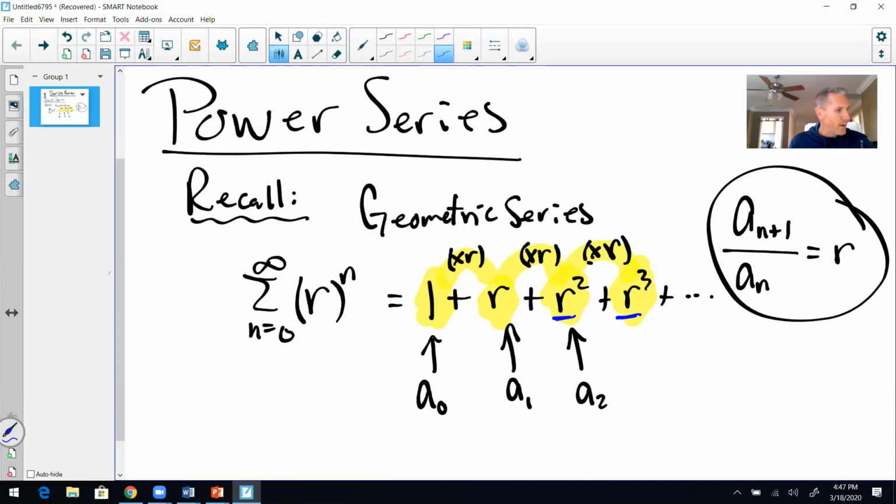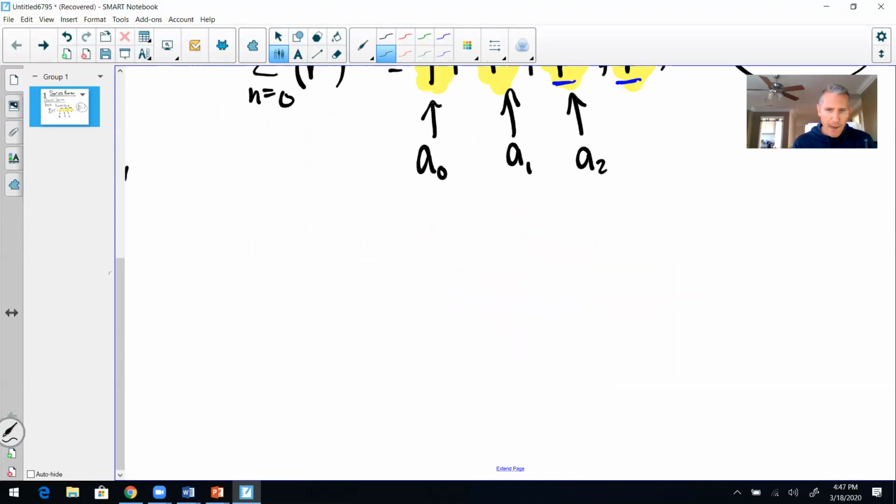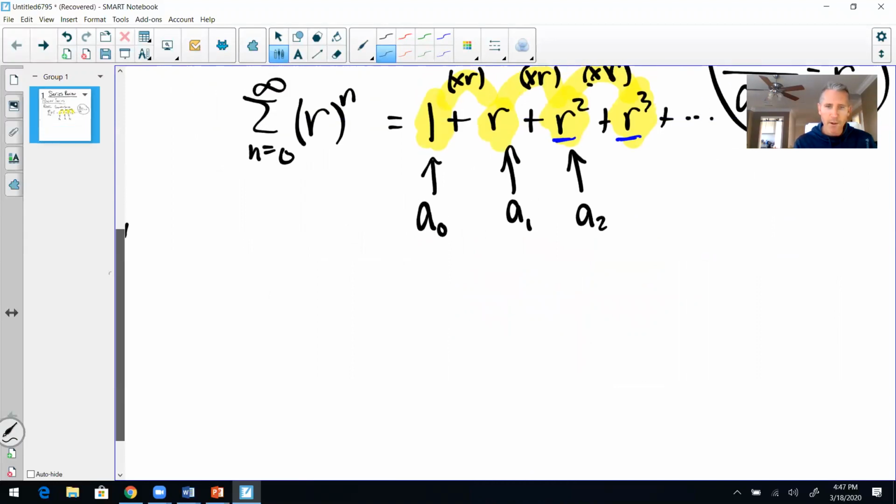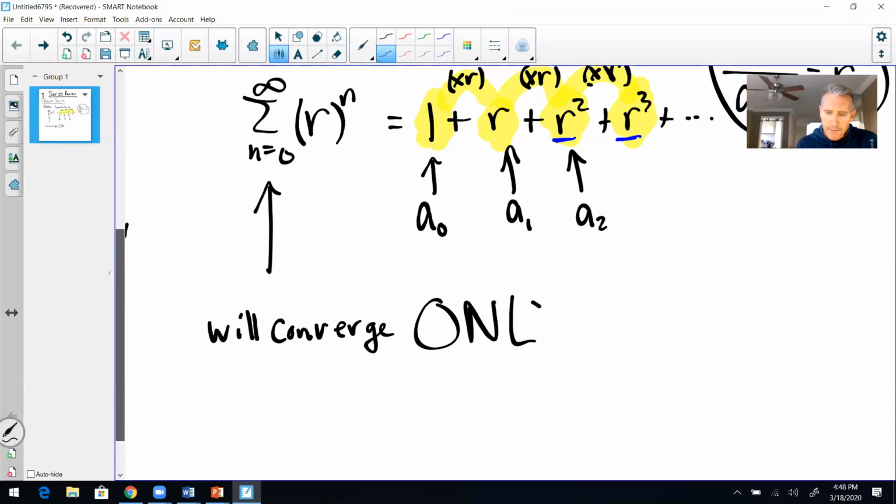So that's a little bit about a geometric series. And what we learned, or what you learned way back taking this with whomever for Algebra 2 and pre-calc, is that a geometric series will converge only if r is in between -1 and 1. So we can say that the absolute value of r is less than 1, or -1 less than r less than 1.